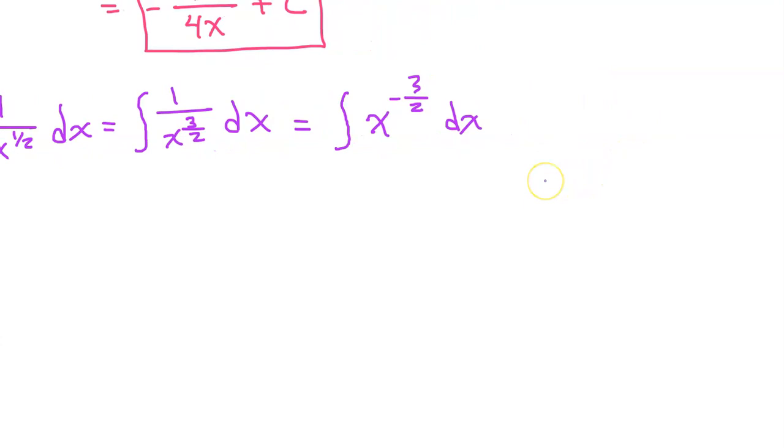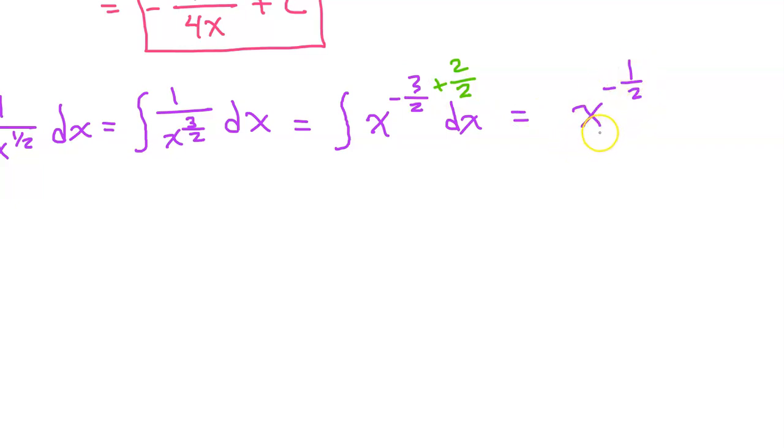Now we're in good shape to use the power rule of integration. So we're going to add 1 to this exponent. So think plus 3, the denominator is 2. So plus 2/2 is what you're thinking in your mind. So that's going to give us negative 1/2. So now we have, this is equal to x to the negative 1/2 power.